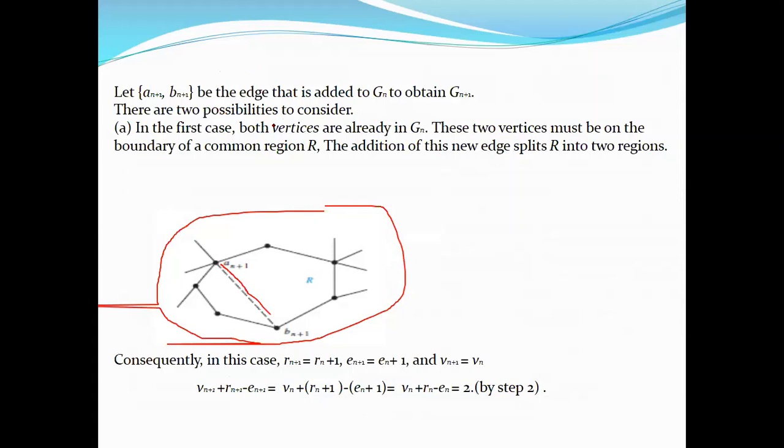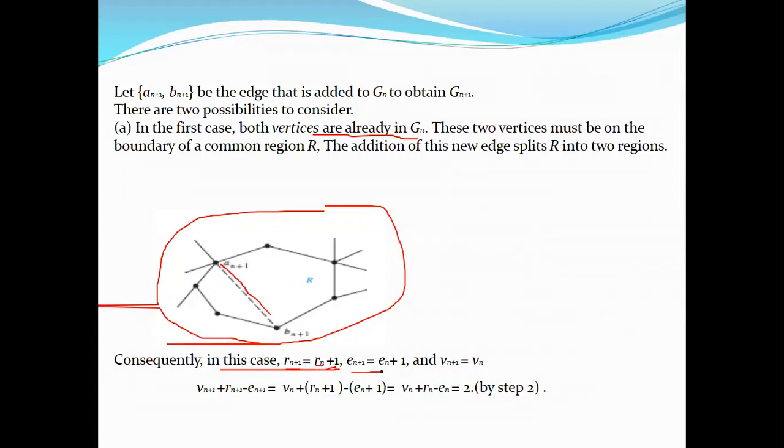In the first case, when both vertices are already present in the graph, these vertices are lying on the boundary because it is a planar graph. If we see, it increases the number of regions by 1. When we are adding these two, only one edge is to be added, so the number of regions is increased by 1. So it is Rn plus 1, which is the next graph with n plus 1 edges. So the number of regions is now Rn plus 1.